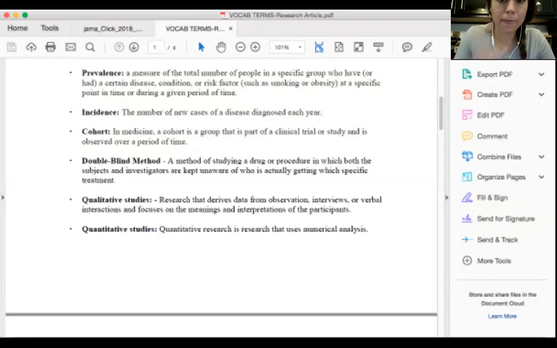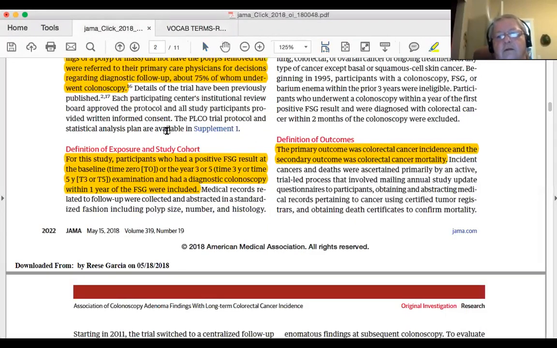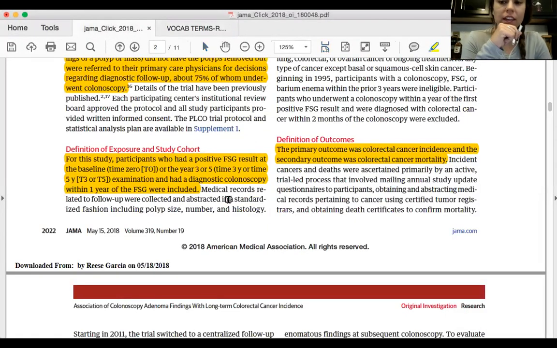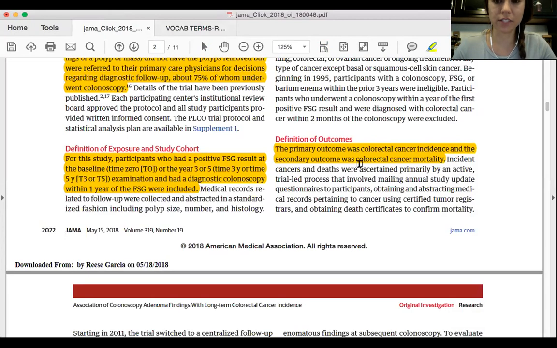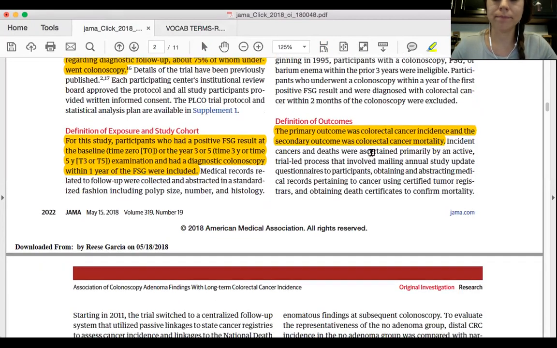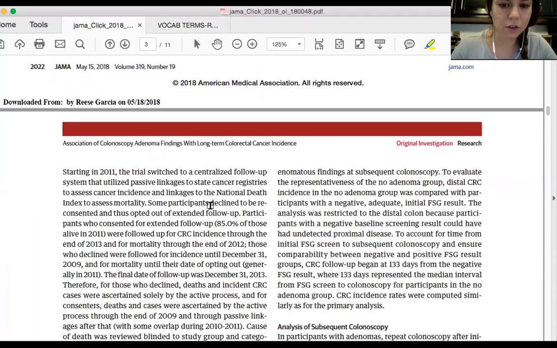But the incidence here refers back to this particular cohort, right? Right. Yep. So they're looking at how many people developed colorectal cancer in a given year, and then their secondary outcome is how many people died from colorectal cancer. Out of this cohort. Correct. All right, so we'll scroll down.